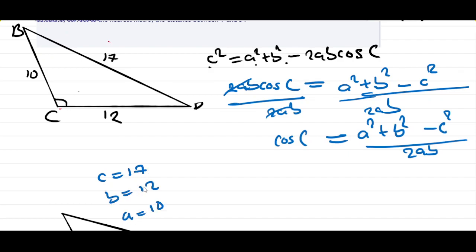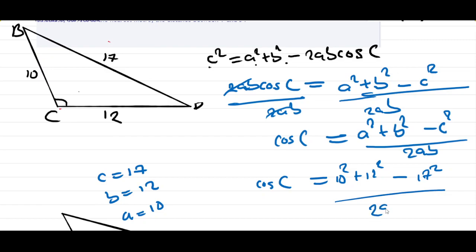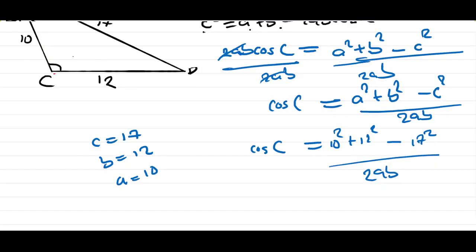a and b may be interchanged, but c is always fixed. Then cos c would be equal to 10 squared plus 12 squared, then minus 17 squared, all divided by 2ab. So let's see how we deal with this case. All this will equal negative 45 for the numerator. Now this 2ab is just 2 times 10 times 12.